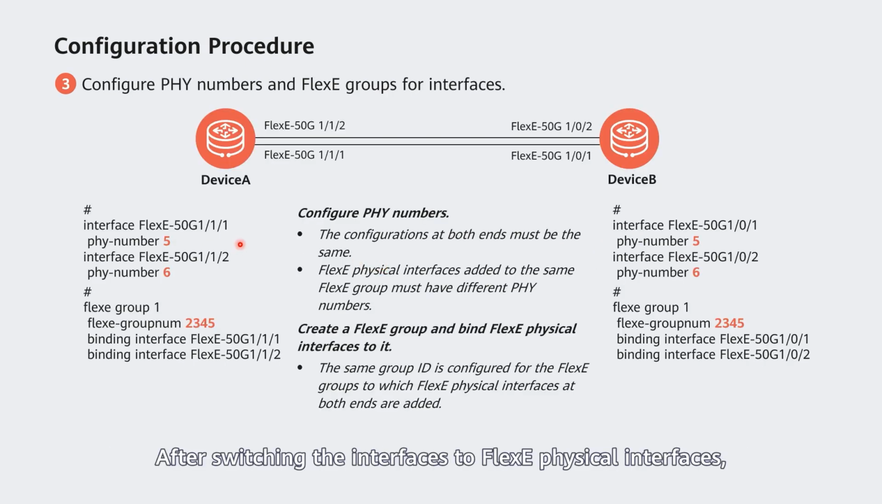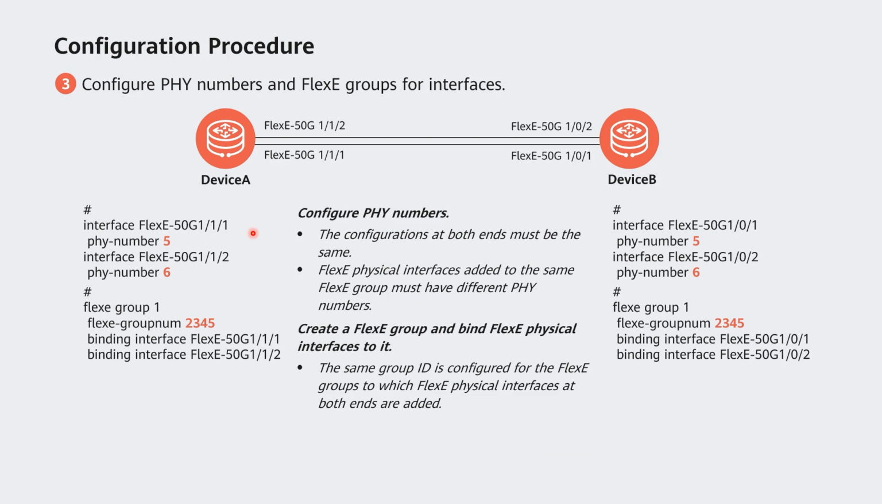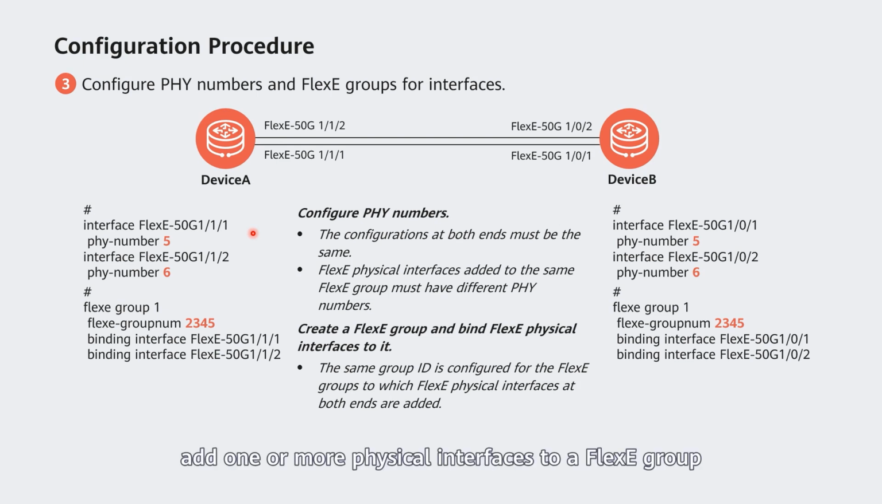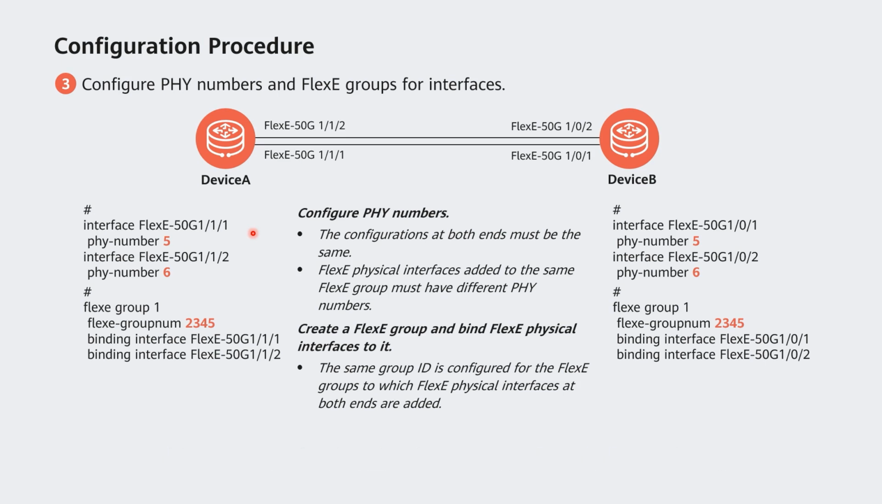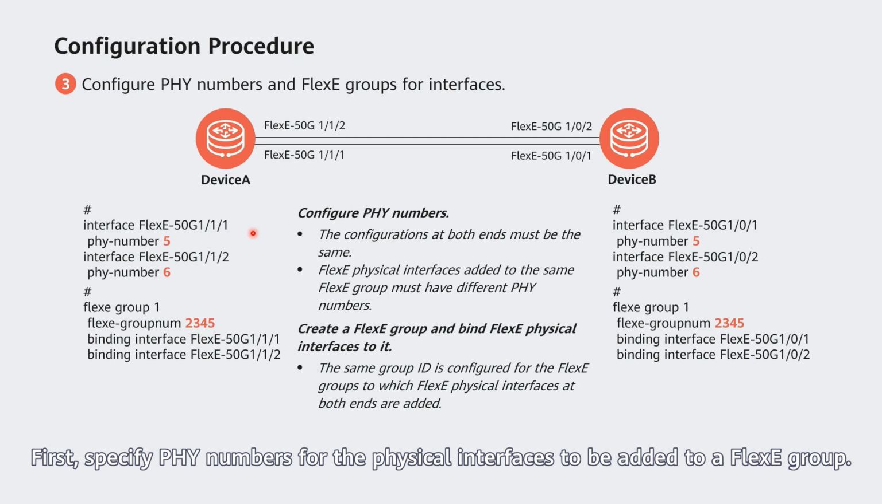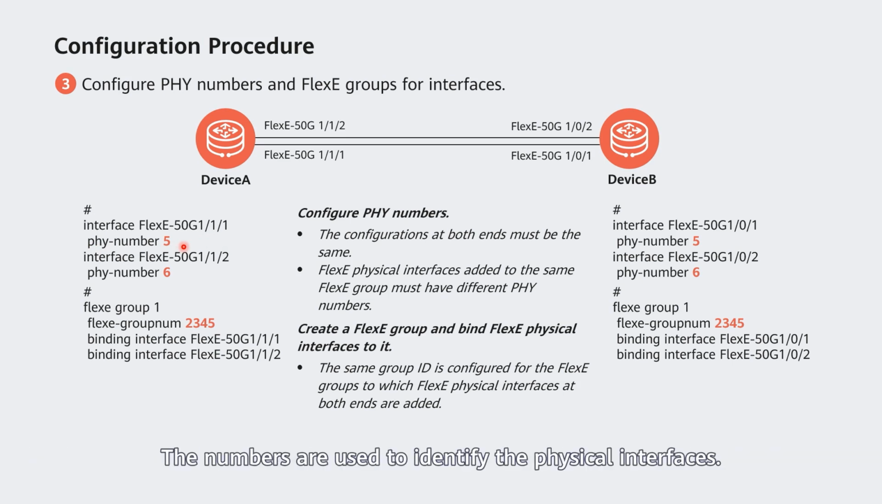After switching interfaces to FlexE physical interfaces, flexibly customize them. Specifically, add 1 or more physical interfaces to a FlexE group and map the interfaces to multiple FlexE logical interfaces, also called FlexE clients, with customizable bandwidth through timeslot scheduling. First, specify PHY numbers for the physical interfaces to be added to a FlexE group. The numbers are used to identify the physical interfaces.